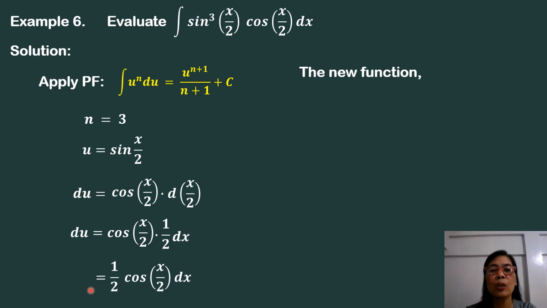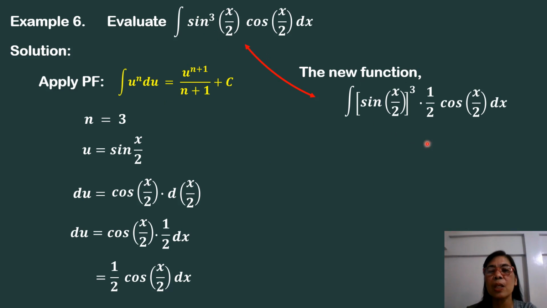Writing now the new function following the left side of the power formula, which is the integral of u raised to n times the differential of u, which is 1/2 cosine x over 2 times dx. Comparing these two functions now, we know that sine cube x over 2 is equal to sine x over 2 quantity raised to 3. The cosine x over 2 times dx is also found in the new function, but the new function has this constant factor 1/2. Again, we can just correct the presence of this 1/2 by multiplying its reciprocal outside the integral sign.